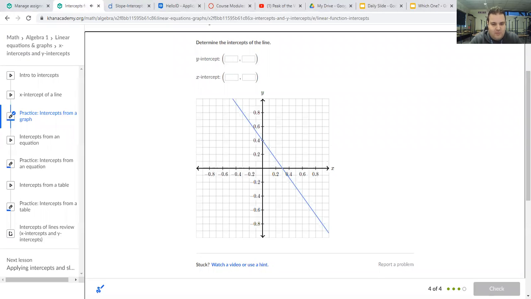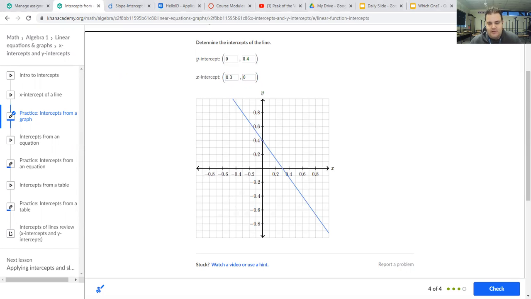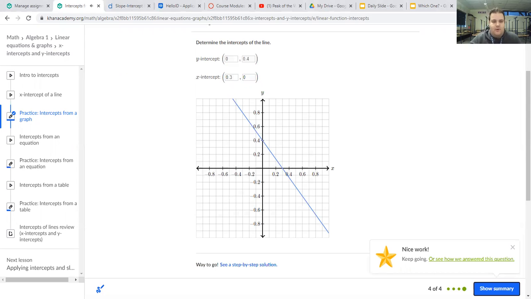One more here, and that's going to suffice. The y-intercept is right there. The x value is 0. And the y value is 0.4. The x-intercept is right here, so you're looking at an x value of 0.3, and the y value there would be 0. So, all right, that is how you do these problems.